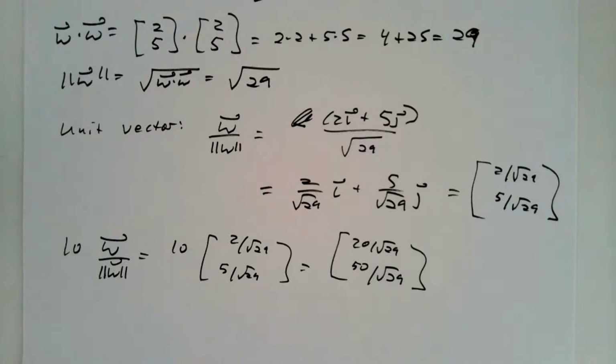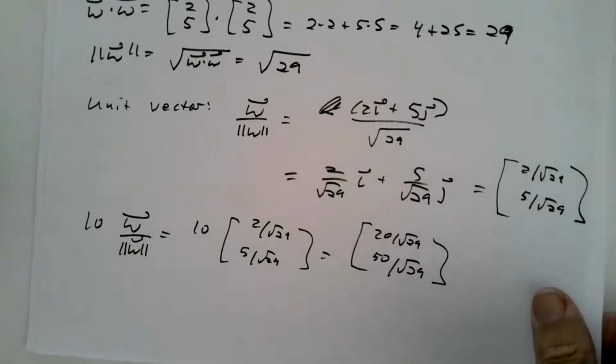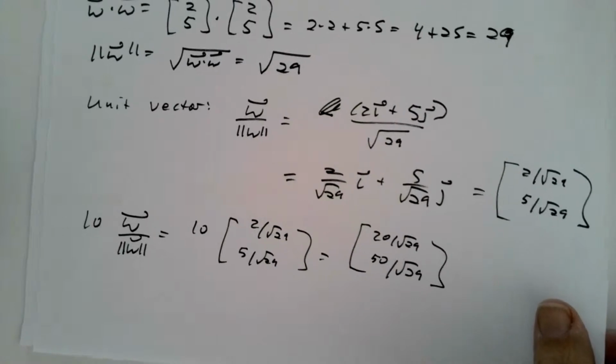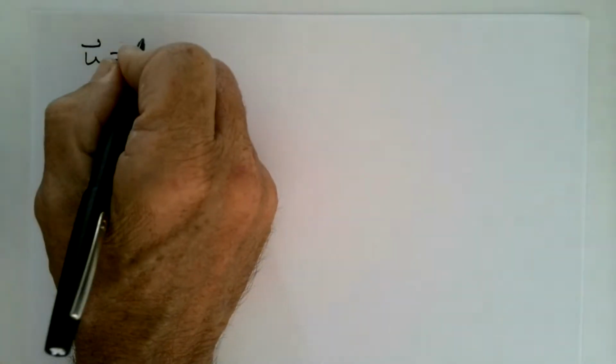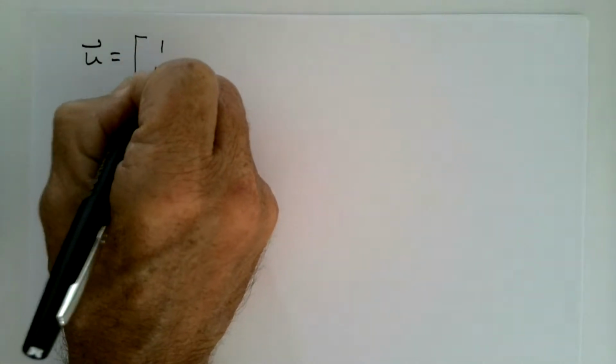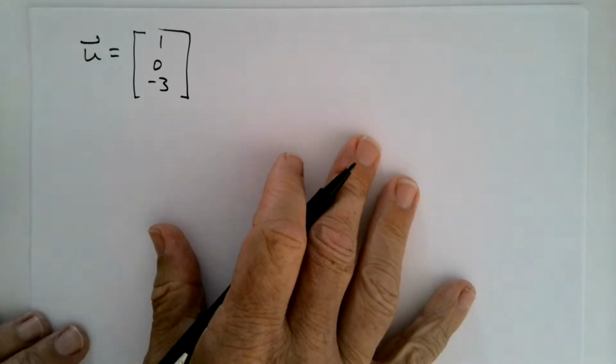Okay, next one. We need to find a vector perpendicular to 2 other vectors, which is a job for the cross product. So I have the vector U, which is <1, 0, -3>. And I have the vector V, which is <2, 1, 5>.